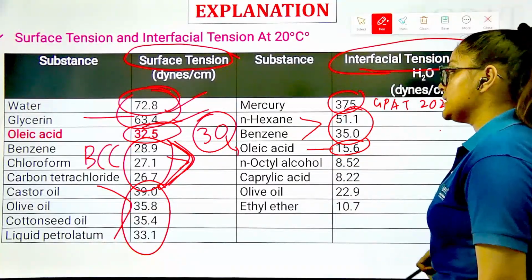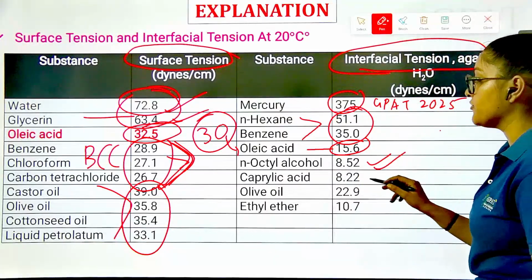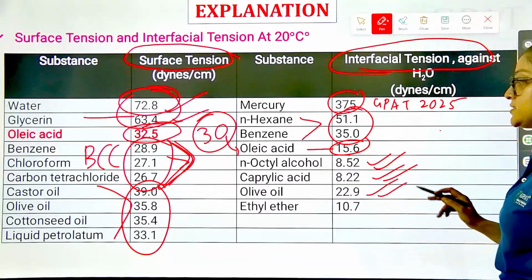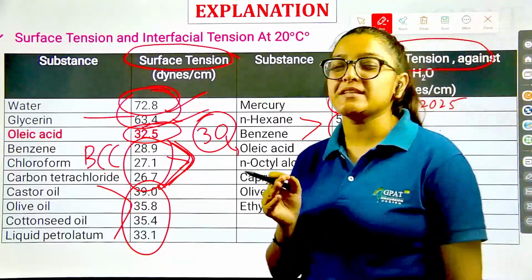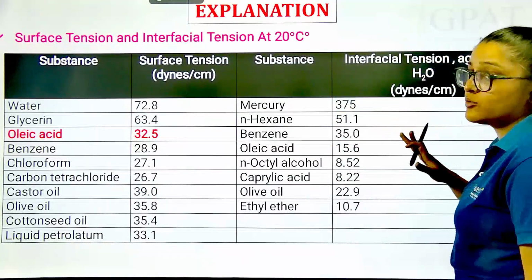For octyl alcohol, it is around 8.25. For caprylic acid, 8.2. For olive oil, it is 22.9. For ethyl ether, it is 10.7. This much effort I need from you all. Please try to remember these. Okay, these are not going to go waste.